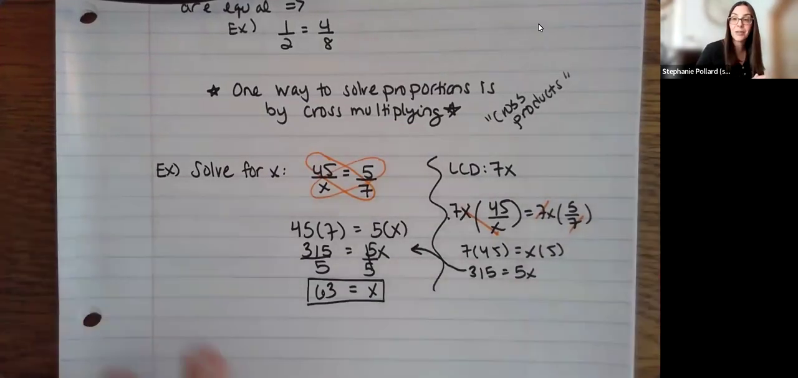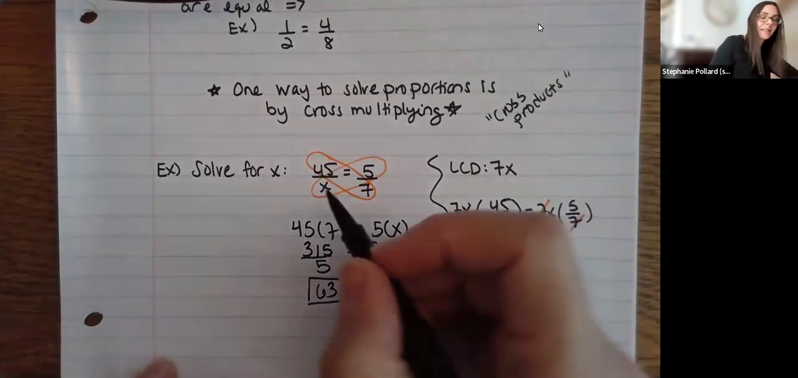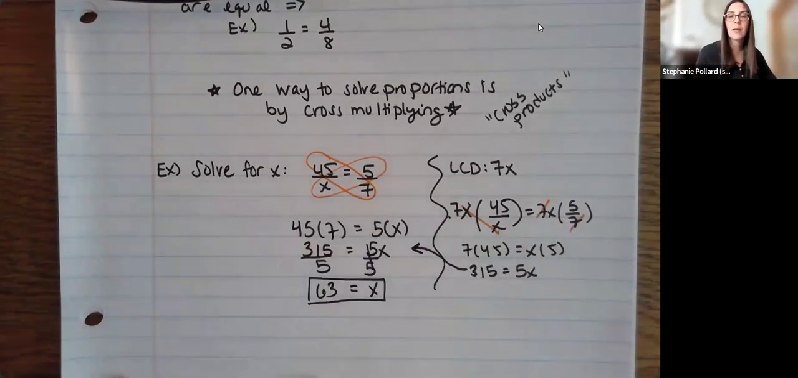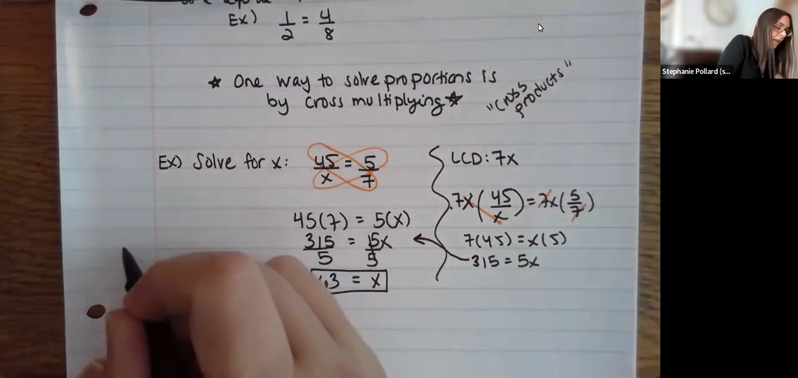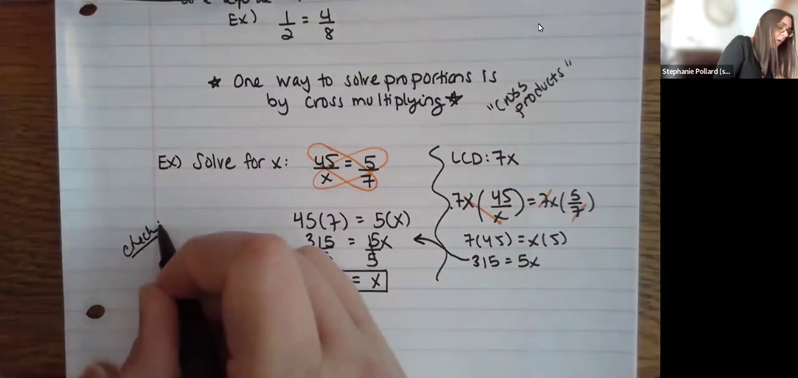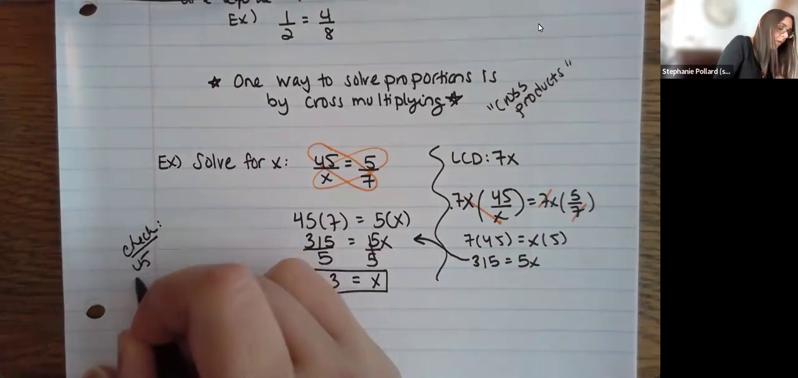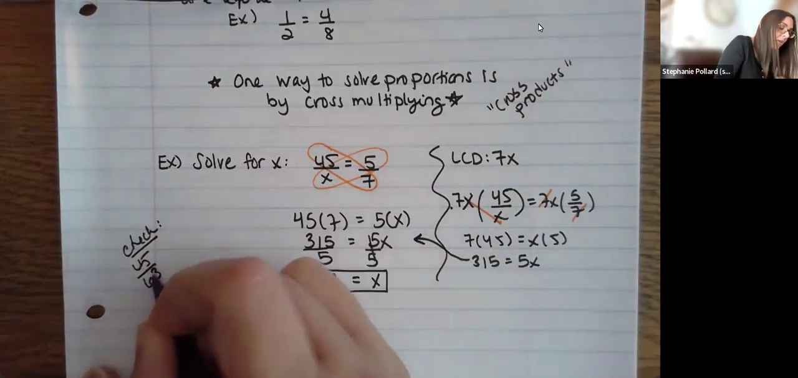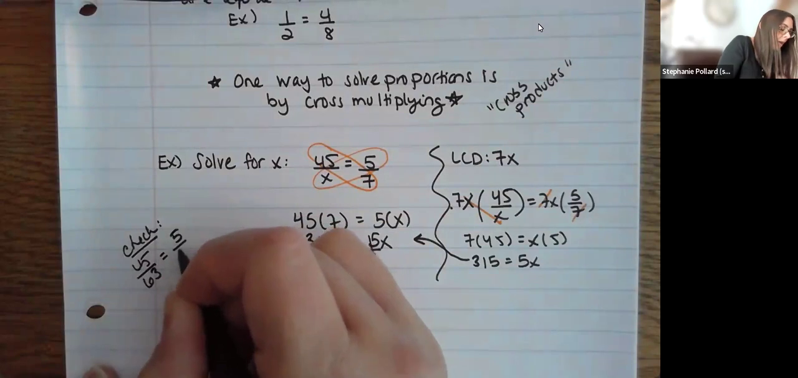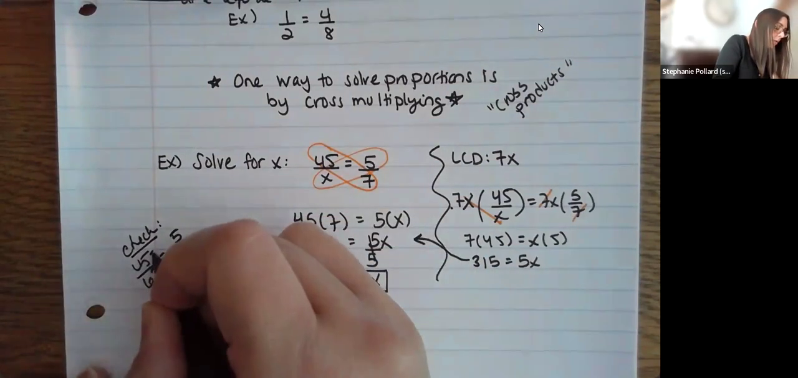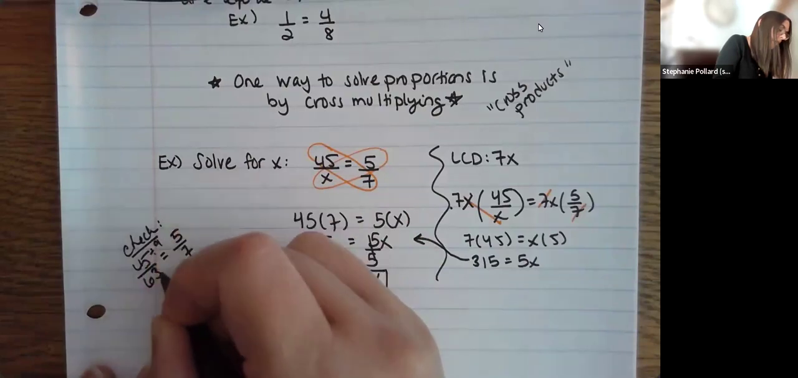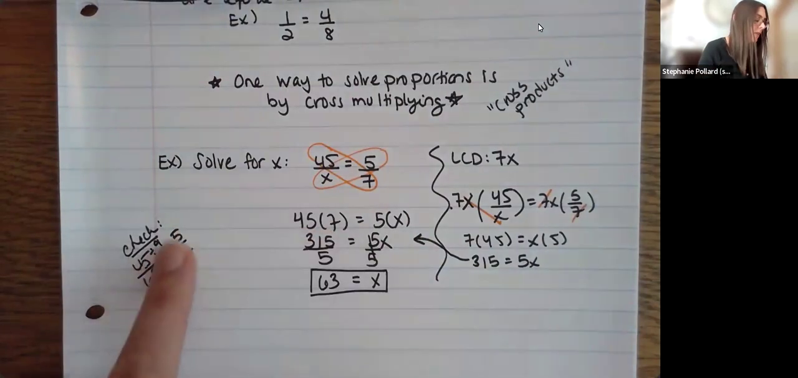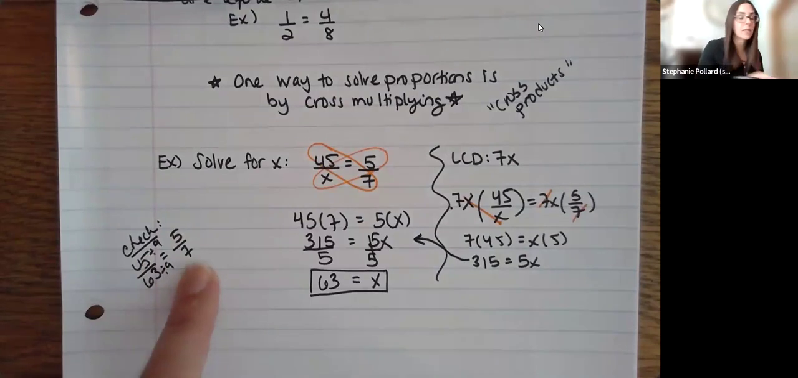You do have to check your answer still, though. Let me remind you of that. If you have x's in the denominator, just be really careful here, right? We can't be dividing by 0. And then you'd also want to plug this back in and just verify that it does work. So if we have 45 over 63, is that actually equal to 5 over 7? It is. If you divide these both by 9, 45 divided by 9 is 5, and 63 divided by 9 is 7. So this does actually check out.